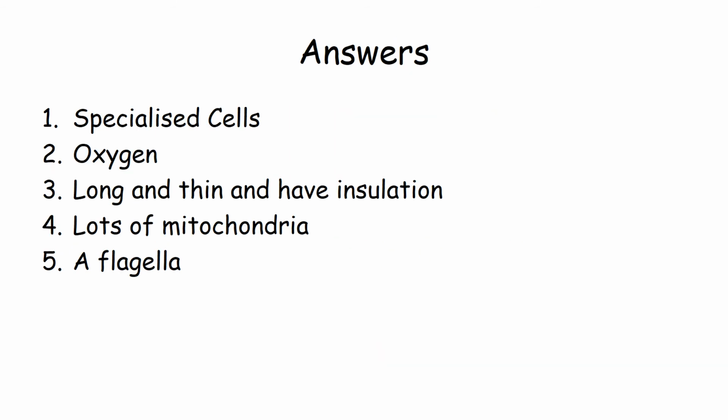Okay, so here are the answers. Cells that have a specific feature to suit their purpose are called specialized cells. Red blood cells carry oxygen. Nerve cells carry electrical signals so easily because they are long and thin and have insulation. Muscle cells have lots of mitochondria, and a sperm cell has a flagella, not a tail, to aid movement.